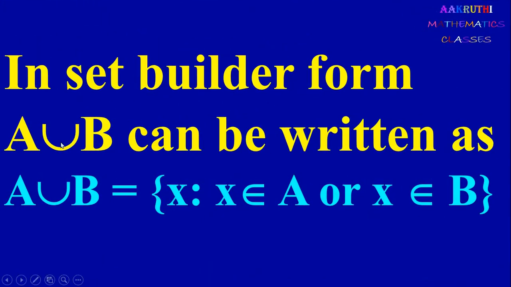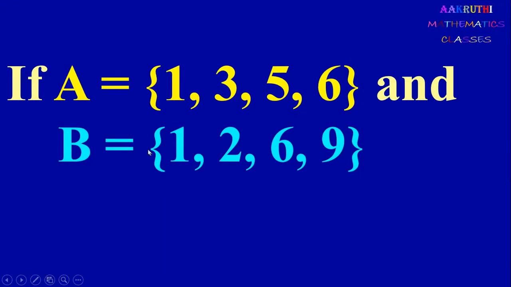In set builder form, A union B can be written as A union B equal to the set of all x such that x belongs to A or x belongs to B. Now here, important, it is "or". That is, x may be present in A, or it may be present in B, or it may be present in both also.